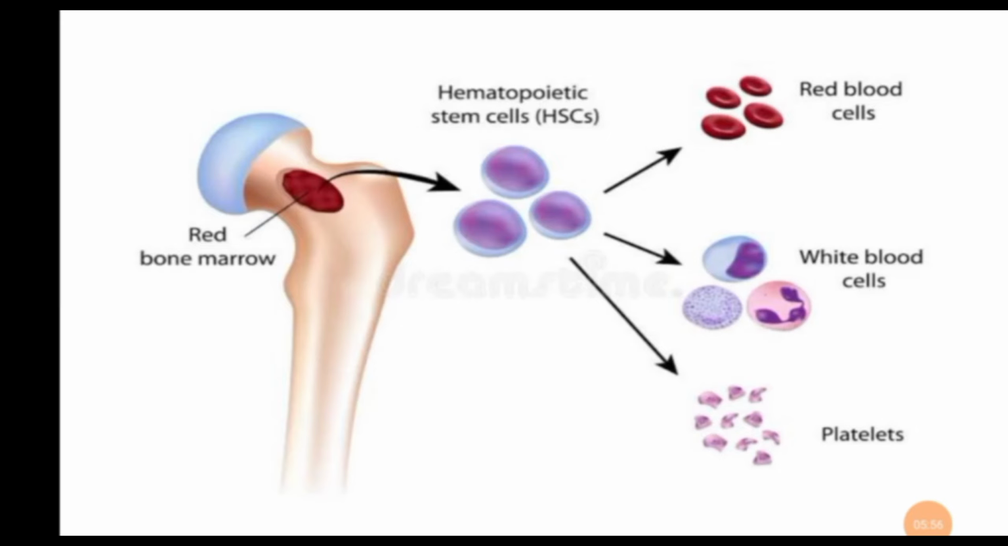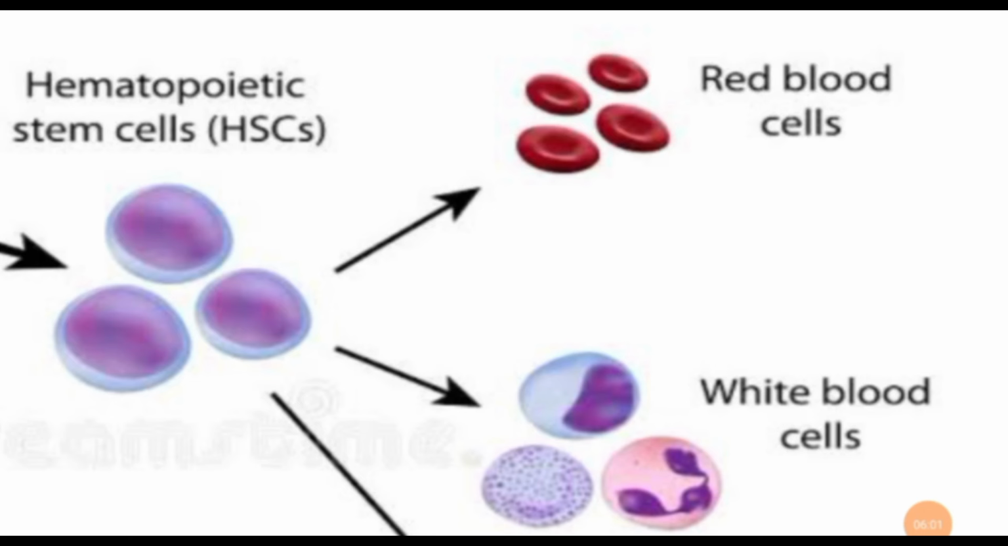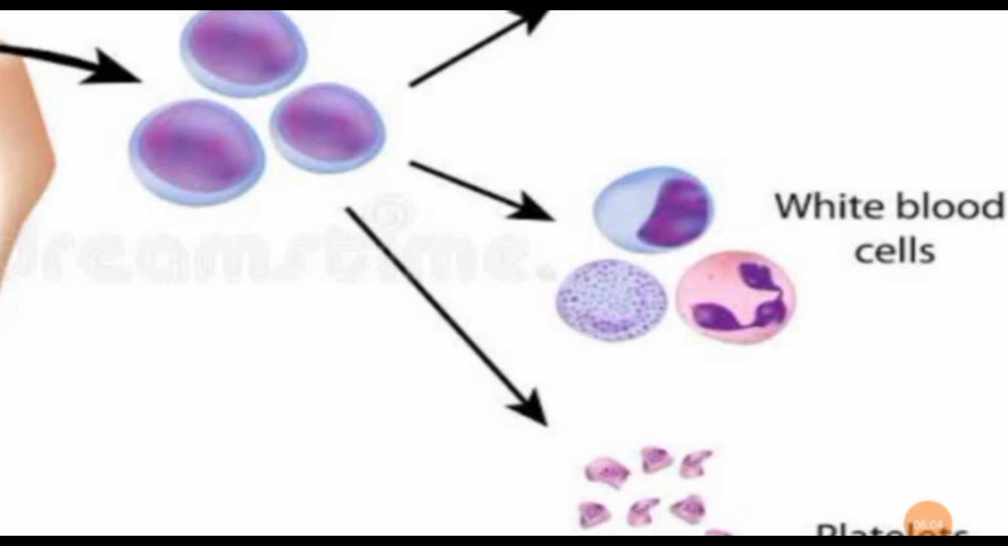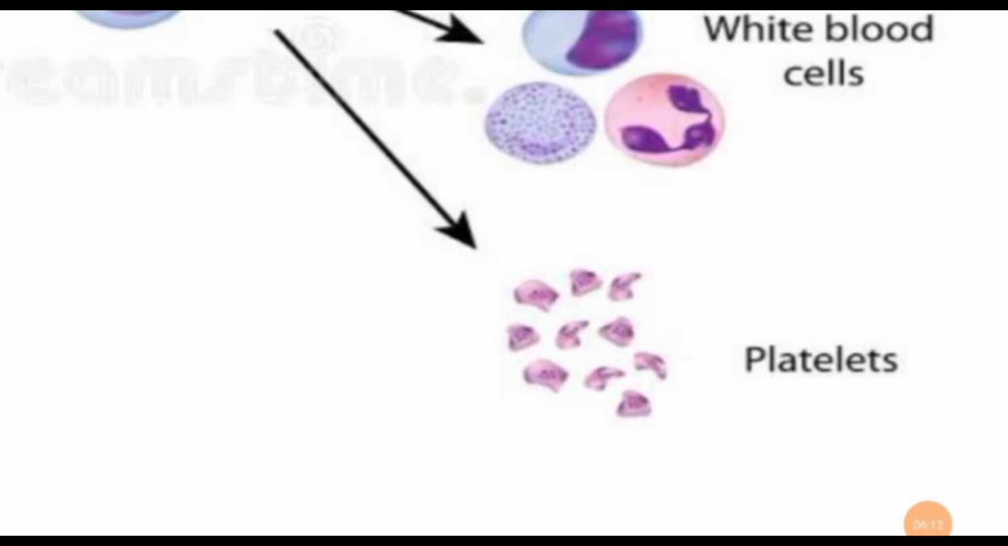Okay, so now you find out that these are cells. We have the red blood cells that make our blood red. We have the white blood cells that fight against foreign bodies and germs. We also have the blood platelets, that are responsible for blood clotting.